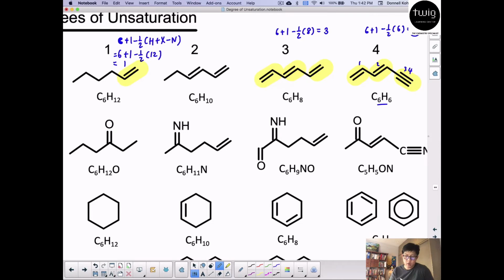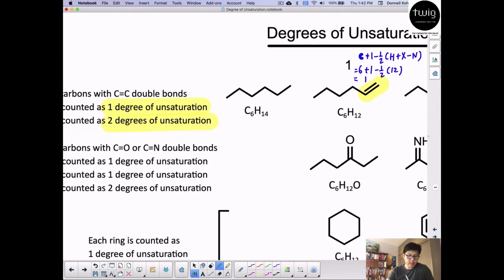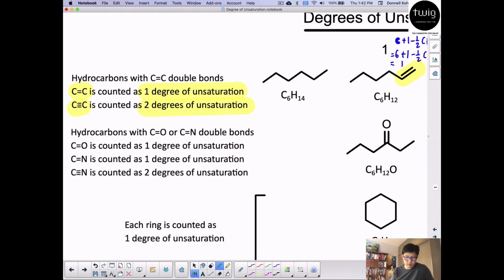Let's look at the next concept. You can also count a compound with a C=O or C=N double bond. C=O is counted as 1 degree of unsaturation. C=N is also counted as 1 degree of unsaturation. C≡N is counted as 2 degrees of unsaturation. So generally, whether it's C=O, C=N, or C=C, a double bond is still considered as 1 degree of unsaturation.